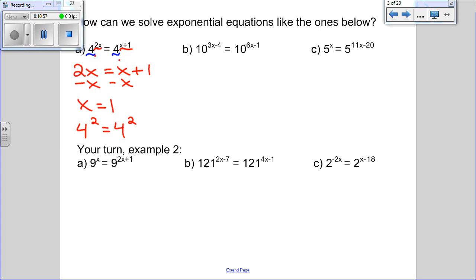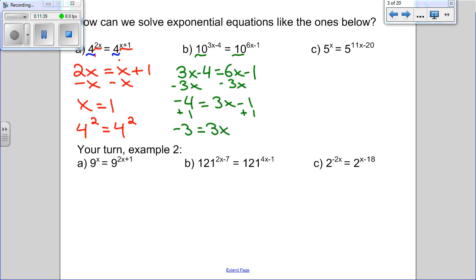We'll try it again right here. It's a little more challenging, but still we notice that it's 10 and 10. That means we can look at just the exponents and make those things the same, and then the whole statement would be true still. So let's say 3x minus 4 equals 6x minus 1. That's a linear equation. To solve linear equations, move all your x's to one side. So negative 4 equals 3x minus 1. And add 1 to both sides. Negative 3 equals 3x. Divide both sides by 3.